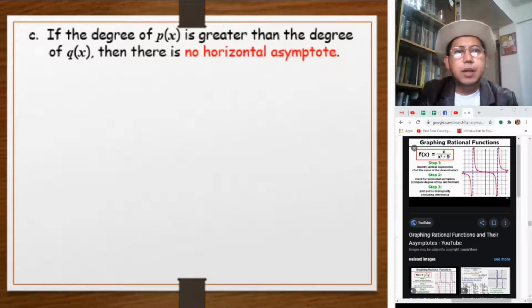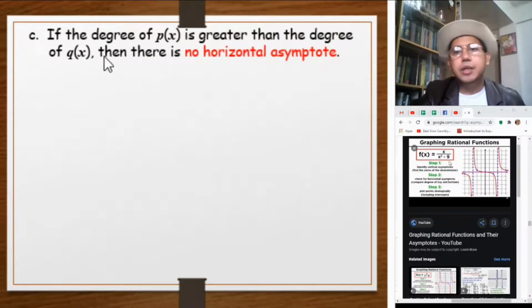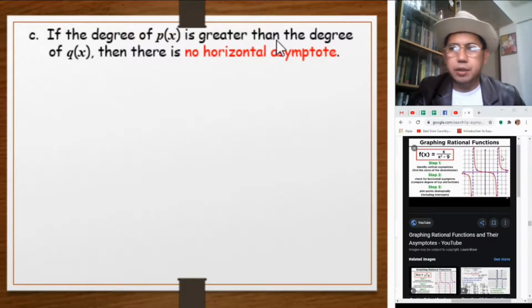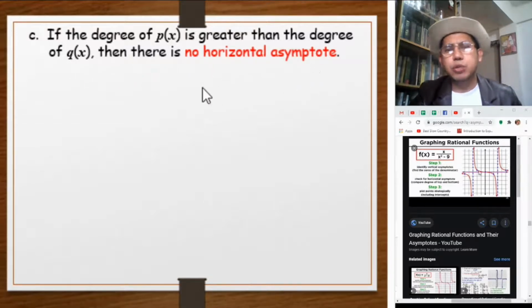Next, letter C, rule in the horizontal asymptote. It says in here, if the degree of p of x is greater than the degree of q of x, then there is no horizontal asymptote.